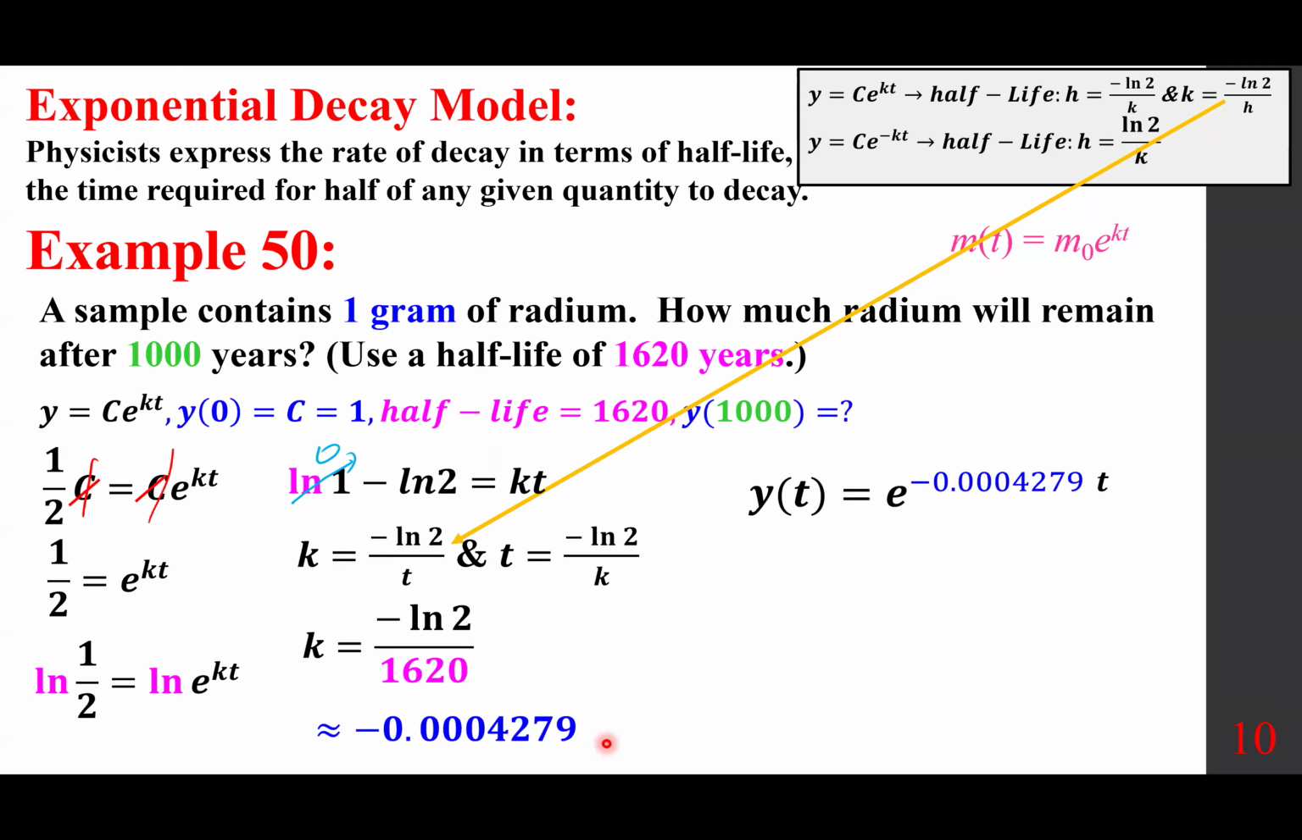And so y of t becomes c, which happened to be 1. So I then write it, e to the power of this number times t. And so how much will remain after 1,000? So replace the t with 1,000, everybody. Put it into a calculator, gives you almost 0.652 grams. Because this was 1 gram, obviously we use the same units.